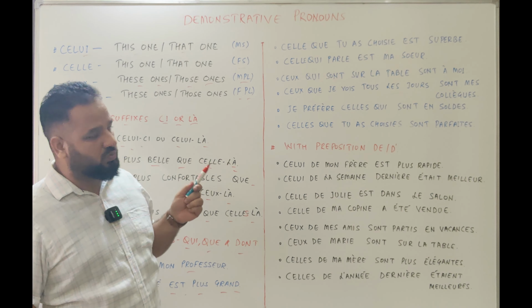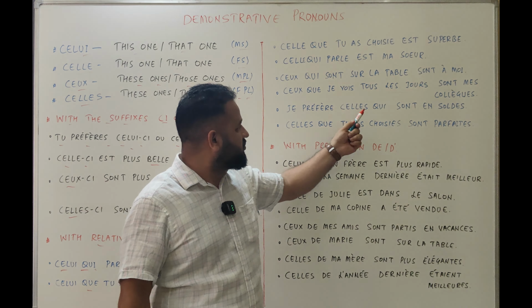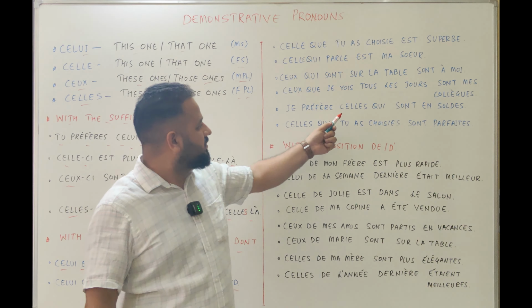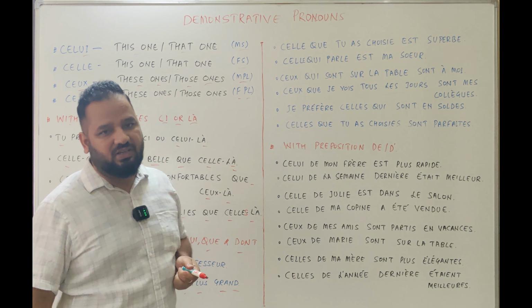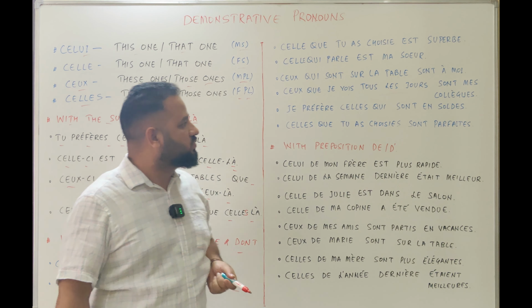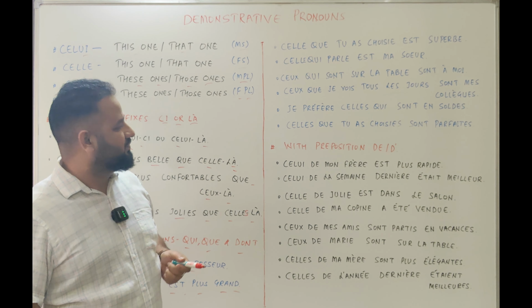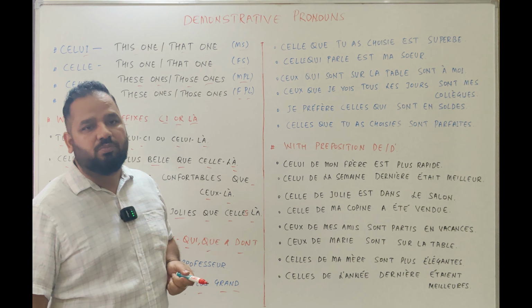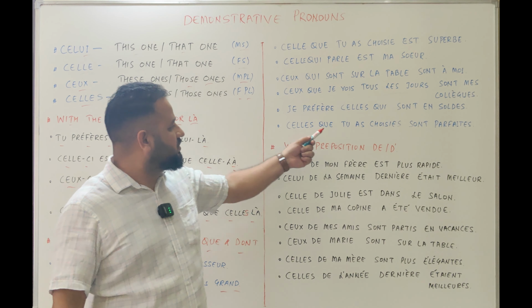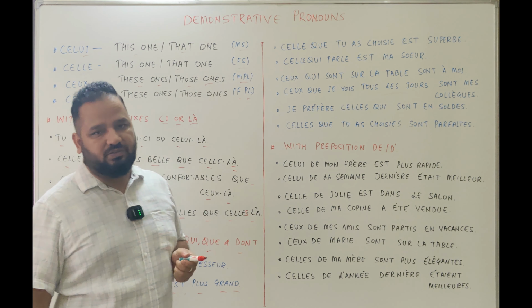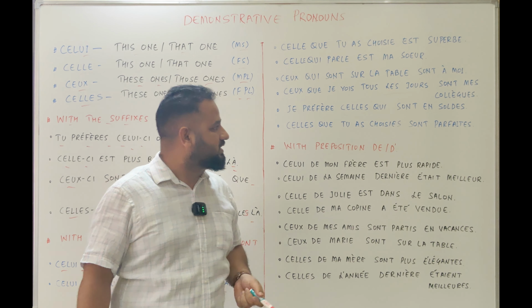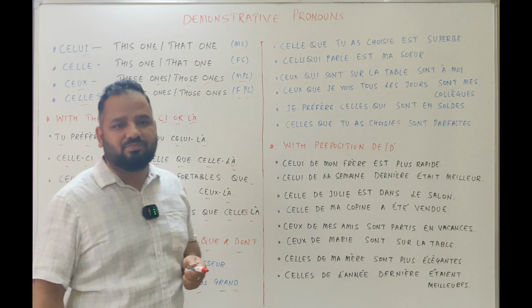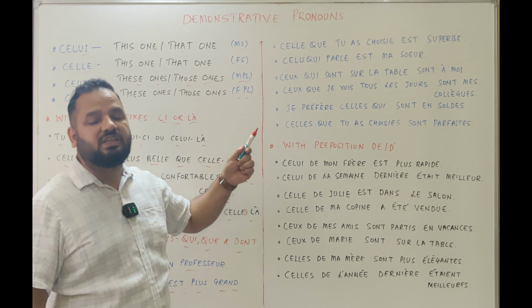Then feminine plural. Je préfère celles qui sont en solde. Solde is on sale. I prefer the ones which are on sale. One more example for feminine plural. Celles que tu as choisies sont parfaites. The ones you chose are perfect. These are feminine plural, when we are using these with qui, que and dont.